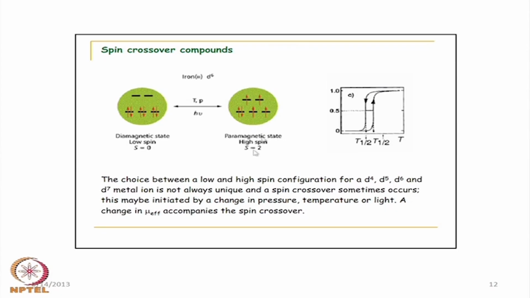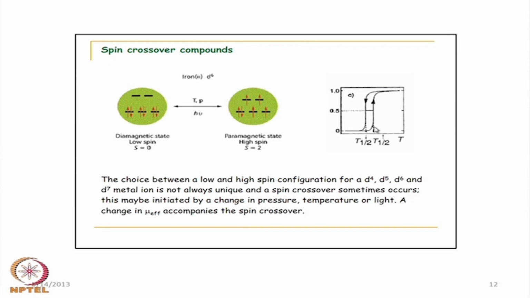So, we get the high spin state, that means two of these paired electrons can move to the upper state, where we get 4 unpaired electrons. That is why we have the spin multiplicity 5, due to S value equal to 2. So, S value 2 gives rise to spin multiplicity equal to 5, and we can monitor this by changing the temperature.